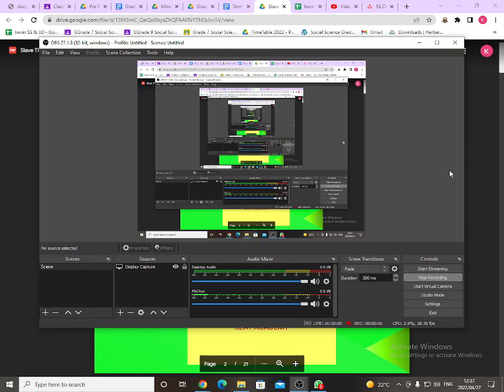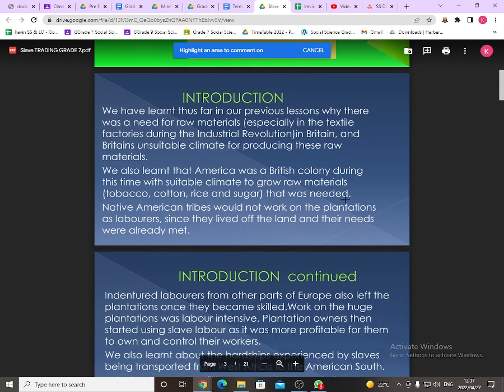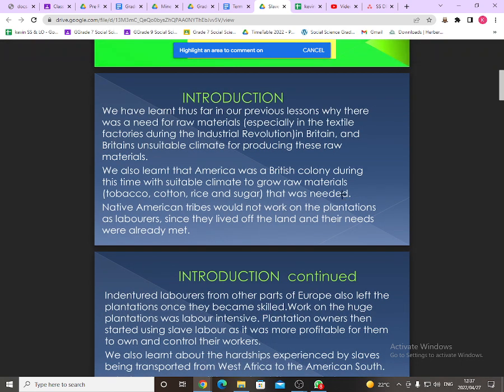We have learned thus far in our previous lesson why there was a need for raw materials, especially in the textile factories during the Industrial Revolution in Britain. Britain had an unsuitable climate for producing these raw materials. We also learned that America was a British colony during this time with a suitable climate to grow raw materials: tobacco, cotton, rice, and sugar, which were needed.